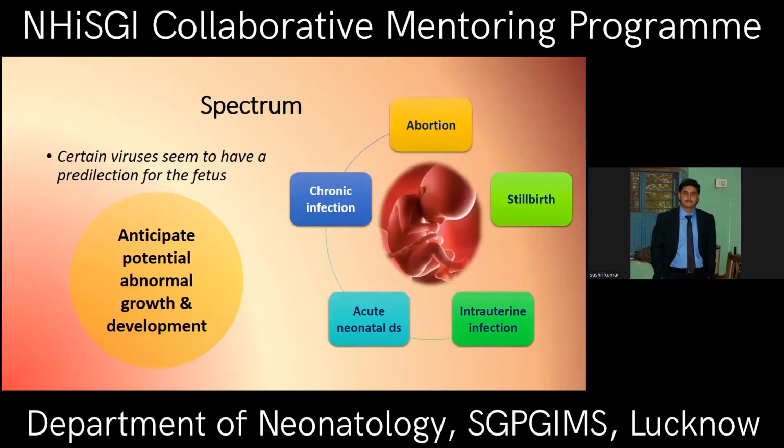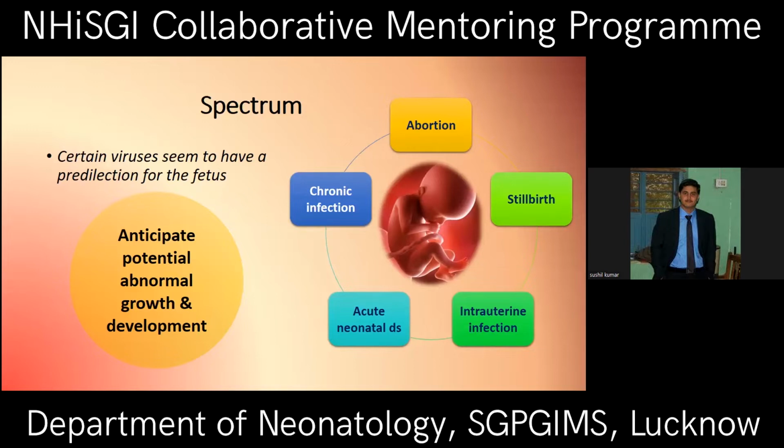This slide beautifully depicts the spectrum of neonatal herpes affection. It can range from abortion to stillbirth to intrauterine infection resulting in congenital herpes infection, to the acute neonatal disease and chronic infection, in the form of neurodevelopmental consequences also. So let us go into the introduction of the virus proper.